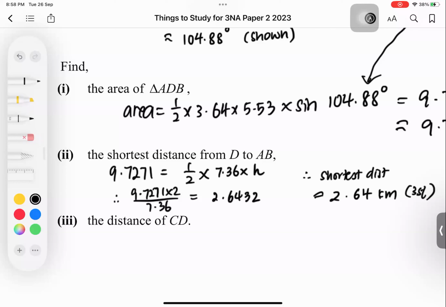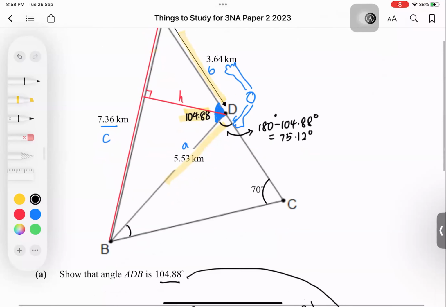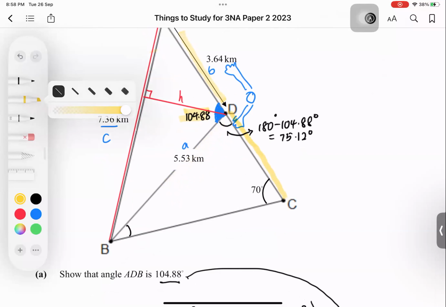Next part. Find the distance of CD. Where is CD? Oh, CD is here. Now this one I need to use the sine rule. How do I know whether I need to use the sine rule or cosine rule? Check. Do I have one angle and two sides? What is the angle that we have? We have the angle over here, but if this is the angle, I don't have two sides. I only got 5.3. I don't know what this side is, right? So cannot use the cosine rule for this angle.